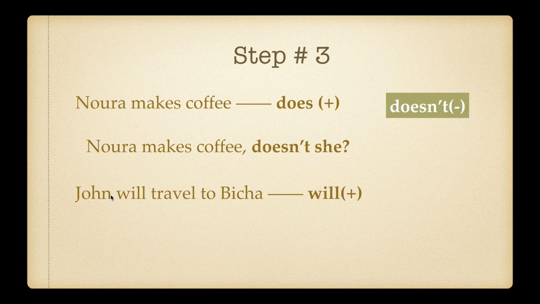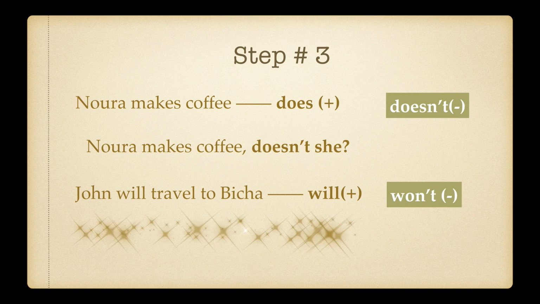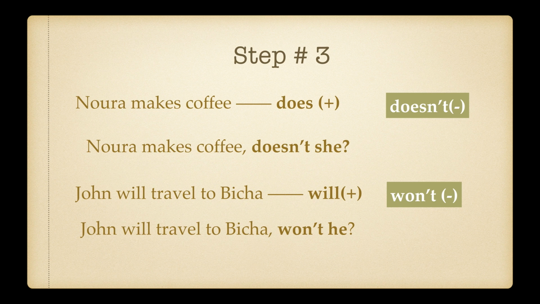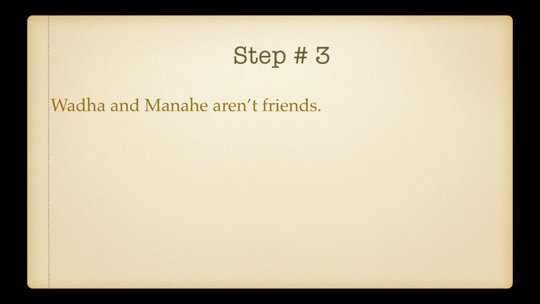Next one. John will travel to Bisha. Auxiliary verb, will. Positive or negative? Positive. What's the negative of will? It's will not or won't. Yeah? What's the tag question then? John will travel to Bisha, comma, won't he? Next one. Manahi and Wadha aren't friends.